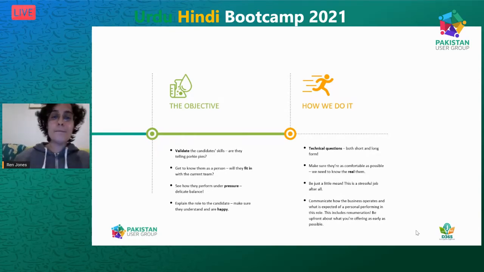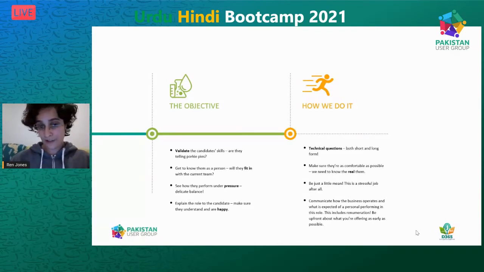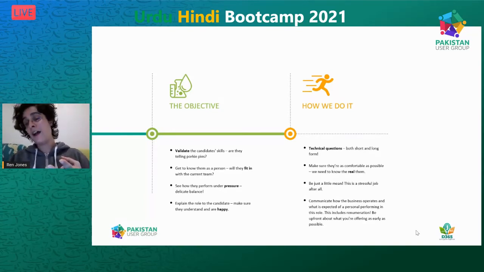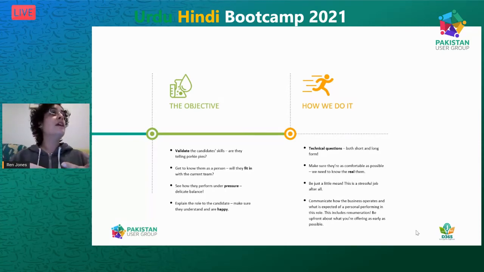Last one, we've got to explain the role that the candidate's going to be doing at the business. Functional consultant means a different thing wherever we go. It's really important that you explain what that means to you to make sure that the client is happy. You've got to communicate how the business operates, what the role is, and you've got to be honest about what you're going to offer to the client. So remuneration, number one, but also your working policy, what you expect of your team members. You've got to be upfront as early as possible about what you're offering and what you need from the candidate.